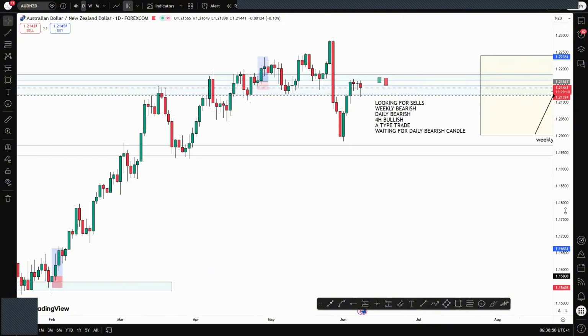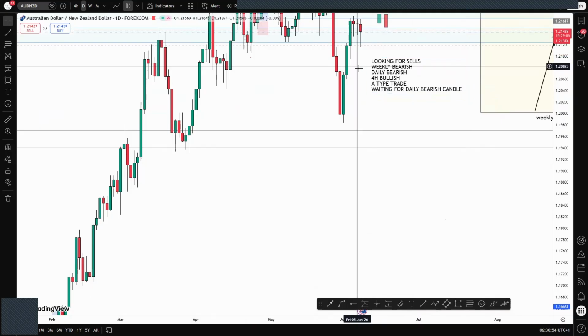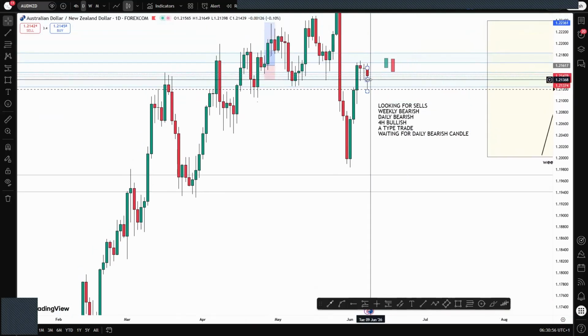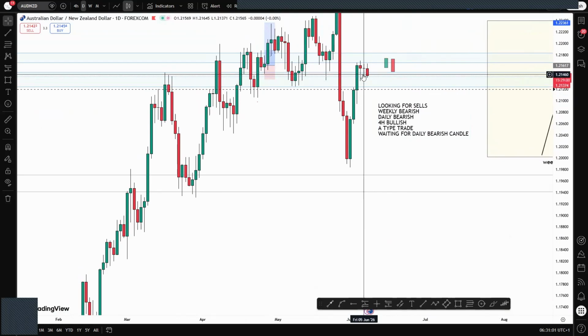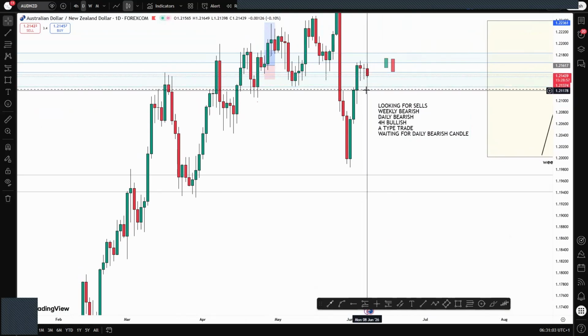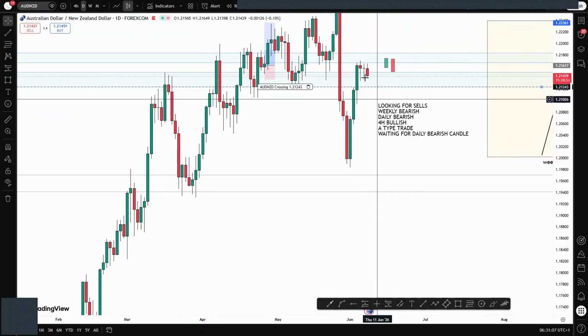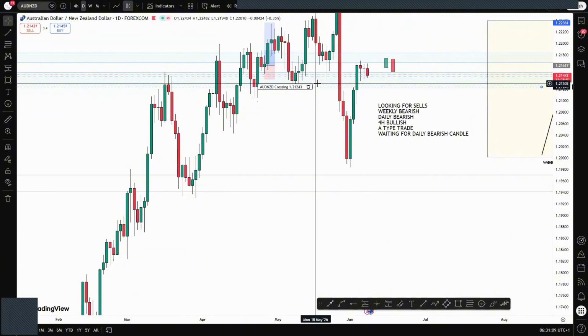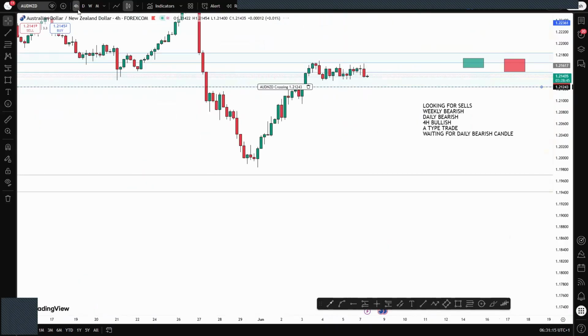AUDNZD, we are waiting for that bearish candle. And for now, this is where we are. So we are trying to see if the bearish candle will engulf and show us price wants to sell. When we get that engulfing, that would be a very nice sign.